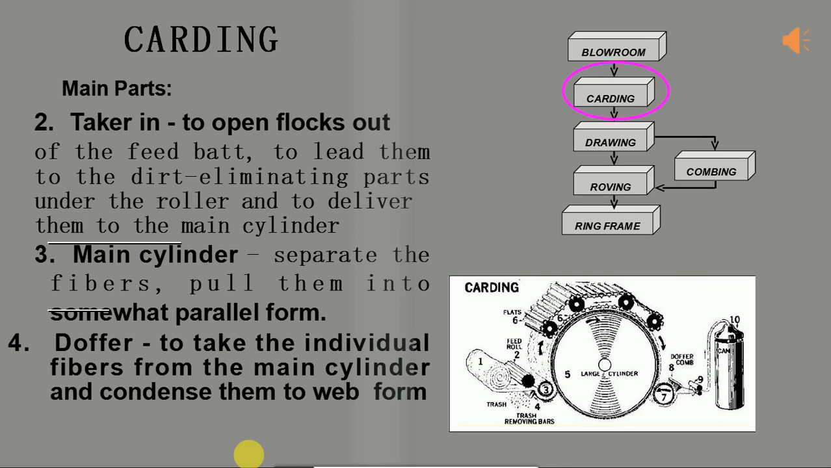Carding parts. 2. Taker in, to open flocks out of the feed bat, to lead them to the dirt eliminating parts under the roller and to deliver them to the main cylinder. 3. Main cylinder, separate the fibers, pull them into somewhat parallel form. 4. Doffer, to take the individual fibers from the main cylinder and condense them to web form.